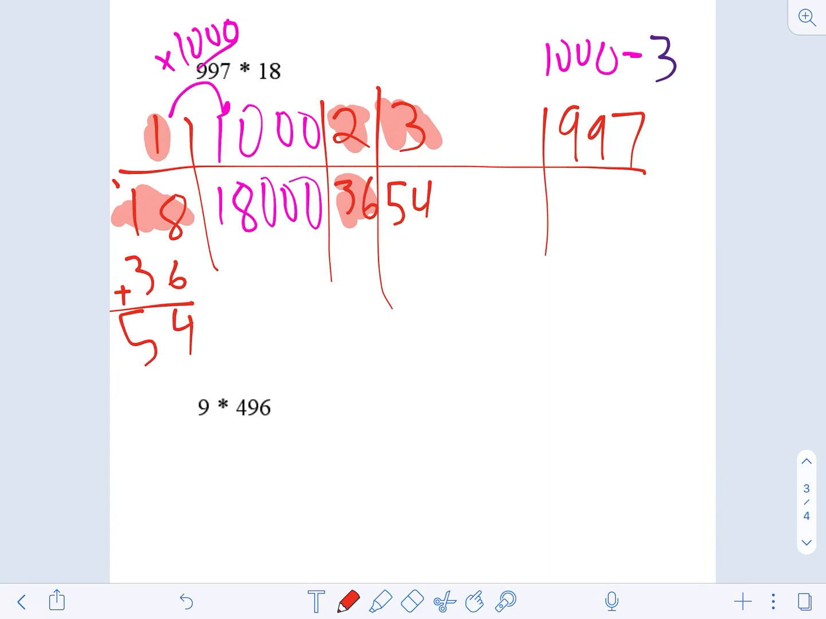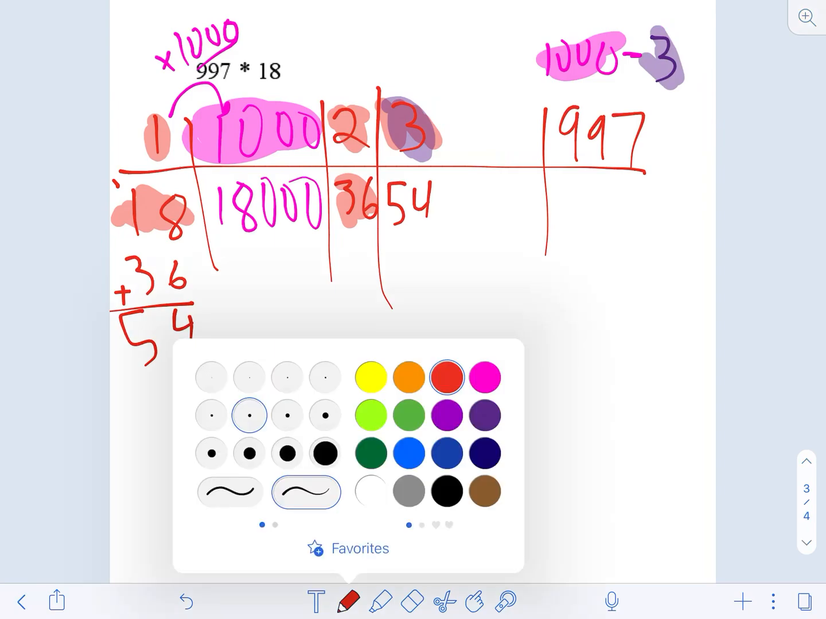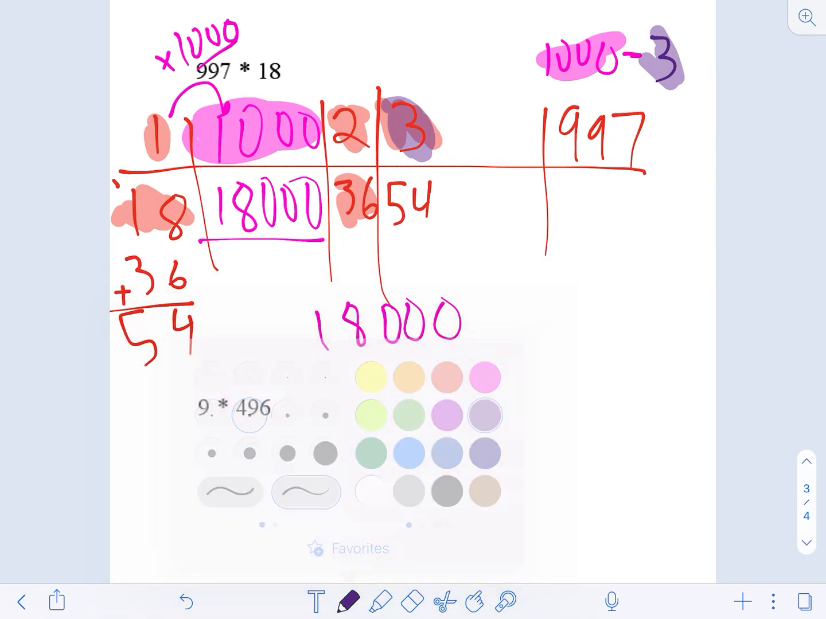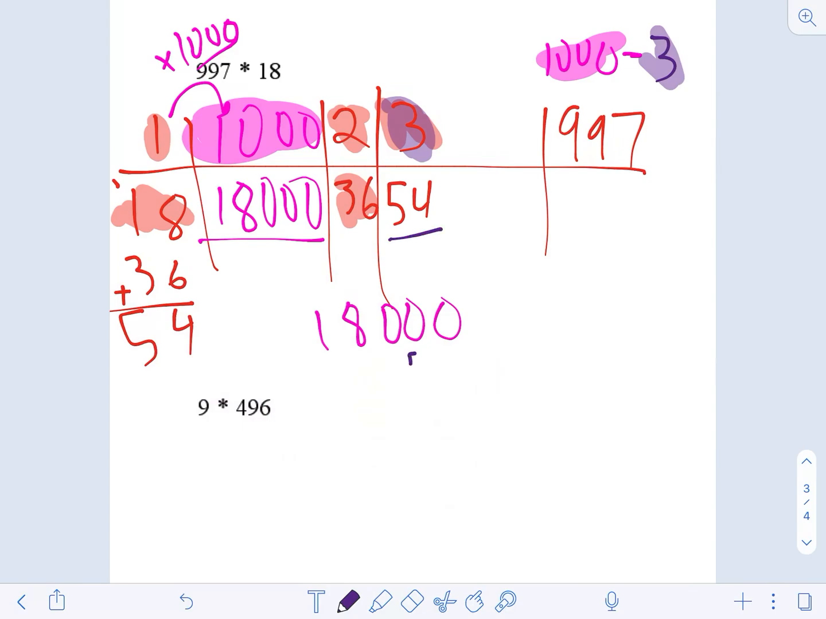So now I've got my pieces. I've got all the pieces that I need. I've got my 1,000 piece. And if I subtract it by my 3 piece, I get 997. Pretty cool. So now what I do is I say, okay, I need to do 18,000 minus 54.